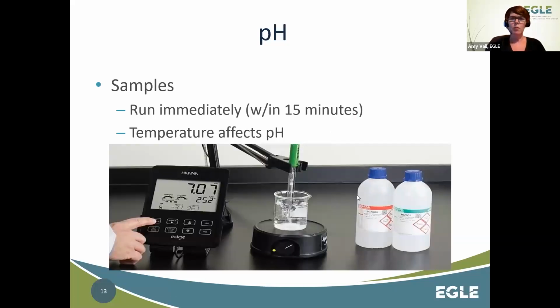When you're running the samples, just some things to think about. You want to run the sample immediately, within 15 minutes of collection, because as I said earlier, with spinning it too fast, temperature affects pH. So over time, as that sample starts to warm up, the pH is going to start to change. And so you will not have the original pH of what you're trying to find out. So you want to have accurate results.